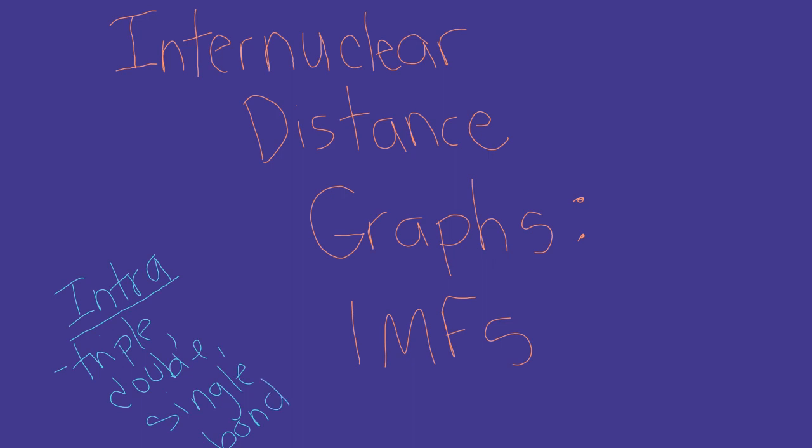This is going to be a little different because it's not within a molecule, but it's between, usually in this case, ions. So it's an IMF. So obviously there's going to be a greater distance because you don't have any orbitals overlapping. So I'm going to go ahead and sketch it out for NaCl.